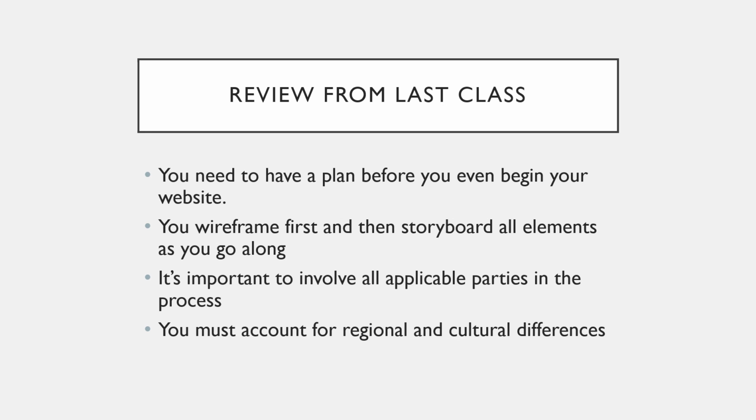Alright, so in the last class, what we talked about was making sure you have a plan before you even begin your website. It's very important that you have an idea of how your website's going to look and how it's going to flow before you even actually start coding it. You want to make sure you wireframe first, and then you storyboard all of the elements as you go along. And it's important to involve all applicable parties in the process, anyone who's going to be using your website or those people in the company who are going to have inside information on how best to make your website work better for them and for the consumer if you're making something for a business. And you also must account for any regional or cultural differences that you may run into when you are designing your website.